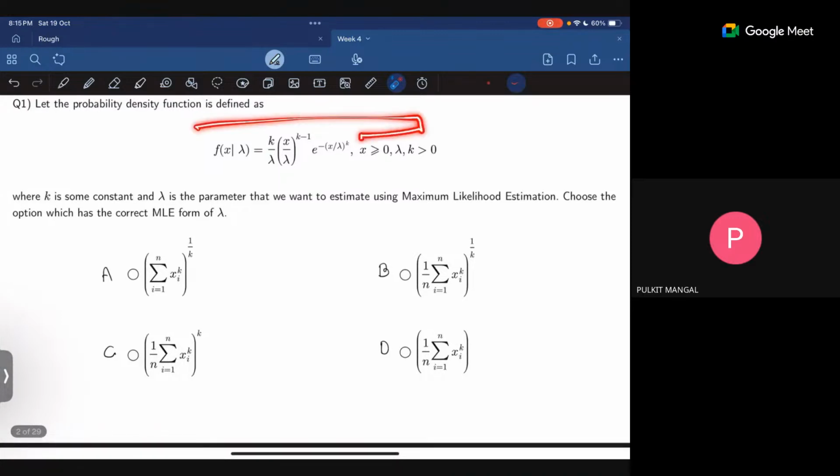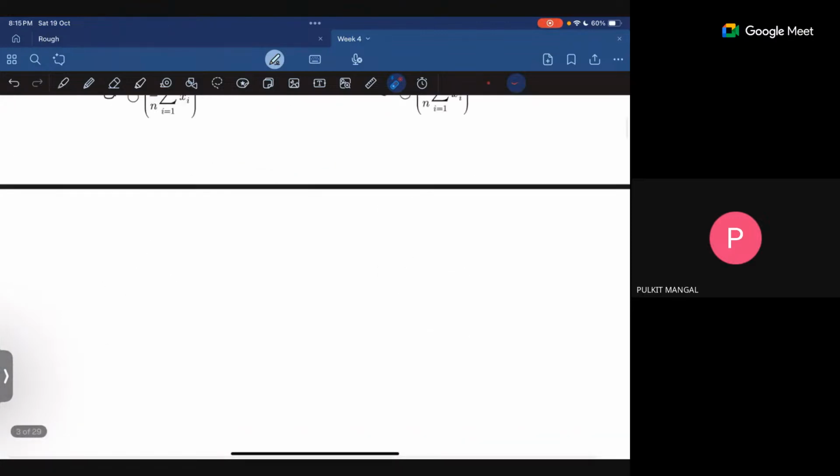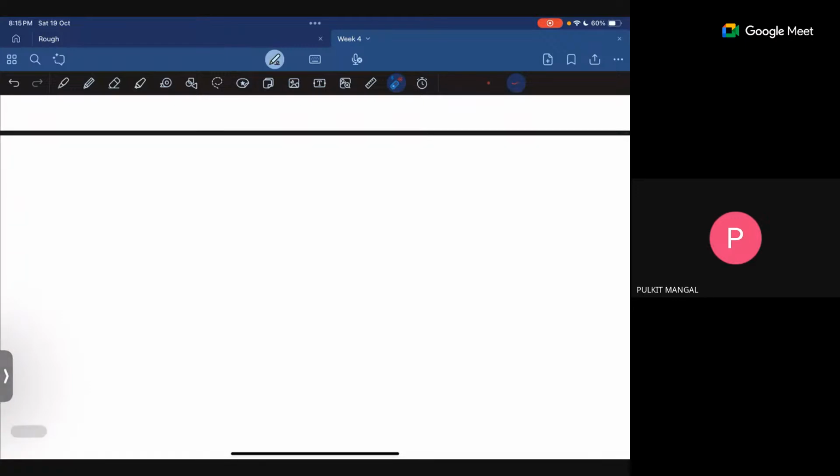We have been given the following PDF. Let's note down the PDF of the function. f of x given lambda is k by lambda, x by lambda to the power k minus 1, e to the power minus (x by lambda) to the power k. So this is the PDF that was given to us.